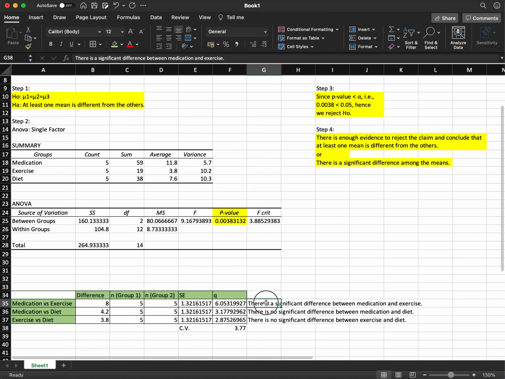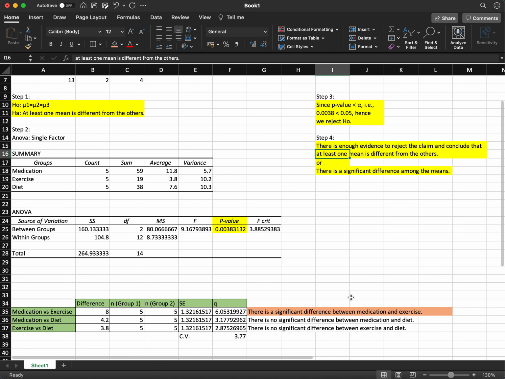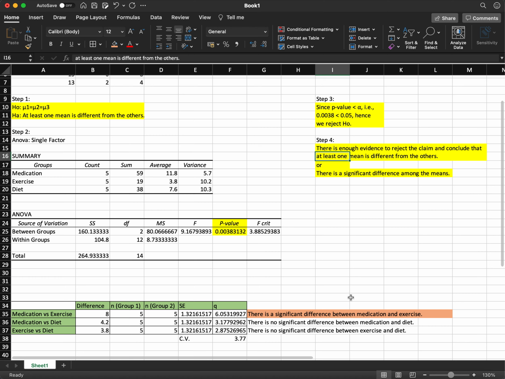So we can see that there's a significant difference only in this part here. Let's highlight that using orange. Therefore, we have answered the question from our ANOVA test. The null says there is no difference among means, and we have proof that there is a significant difference, that is, at least one mean is different from the others. Which mean is that? We have shown using the post hoc test, the Tukey-Kramer Q test, or simply the Tukey Q test, that there is a significant difference between medication and exercise.